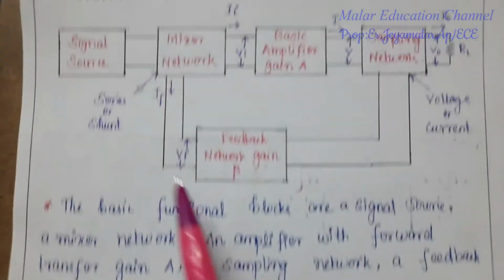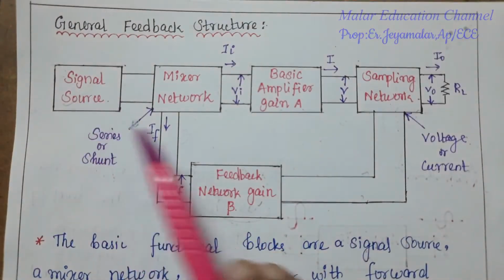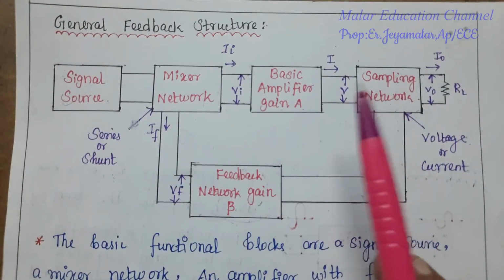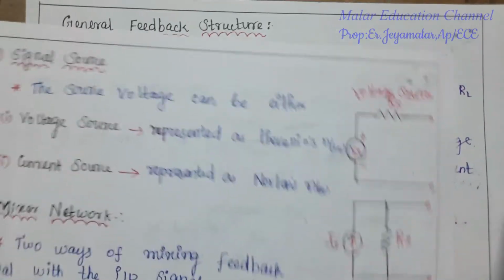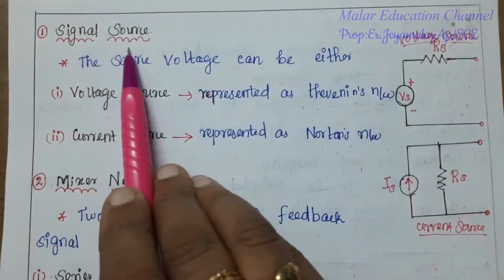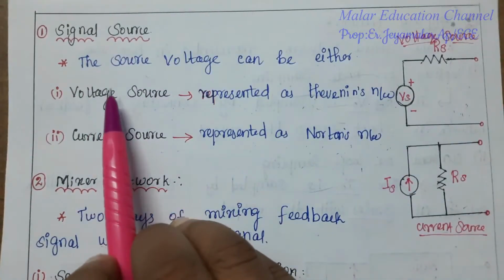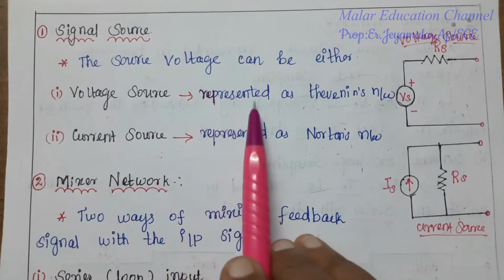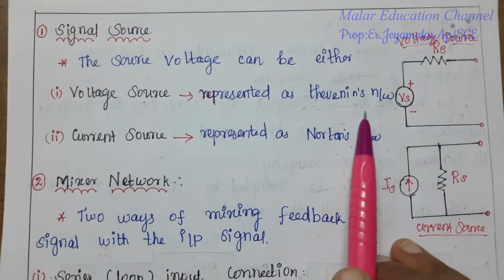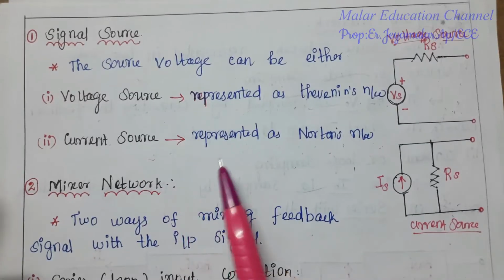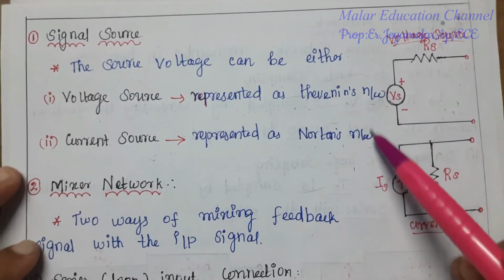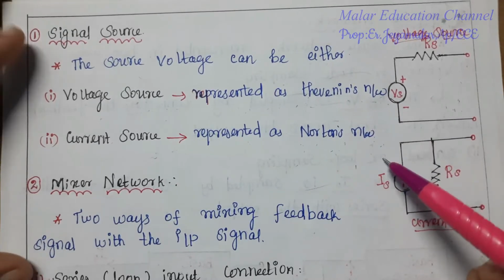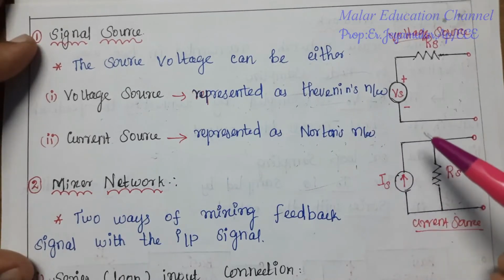Next, let us see one by one. That is, individual block diagram one by one in detail. First one, signal source. There are two types of source signal, voltage source and current source. Voltage source is always represented as Thevenin's network and current source is always represented as Norton's network. Both are mainly used for the problem section. Let me discuss it later.